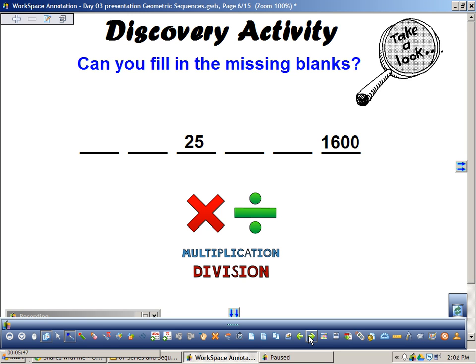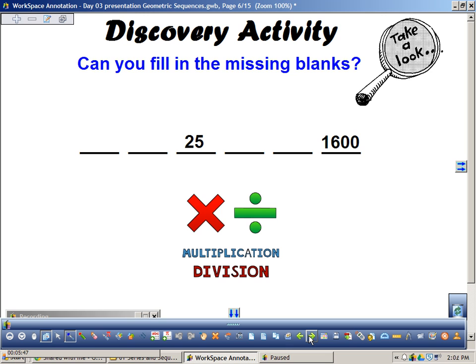All right, so we're going to do a discovery activity. Can you fill in the missing blanks? So we're talking geometric today. Before, we were talking about arithmetic. Arithmetic is either adding or subtracting to get to the next term. So geometric is, class? Multiplying and dividing to get to the next term.